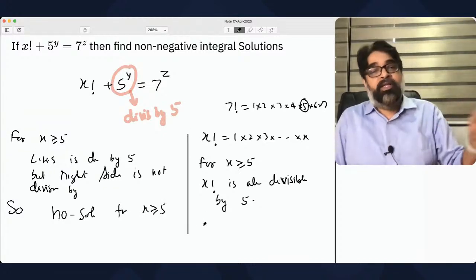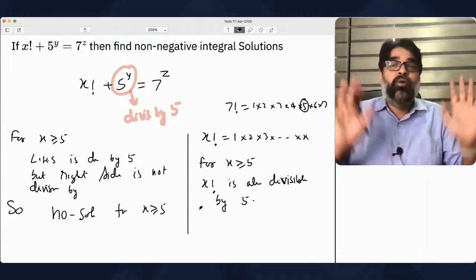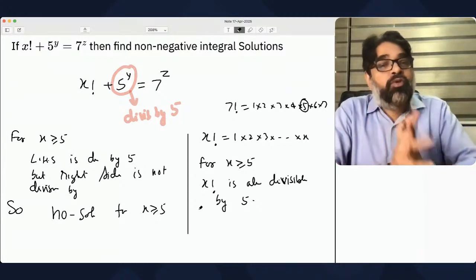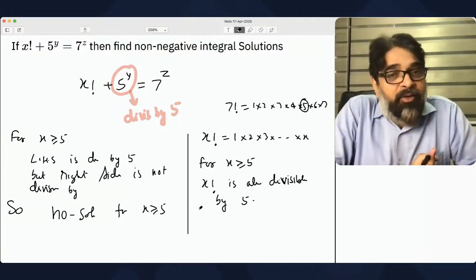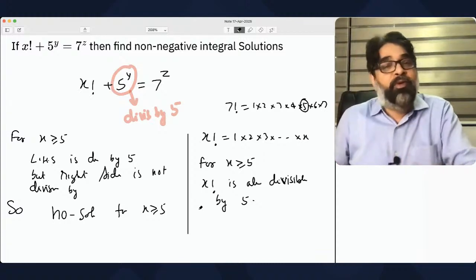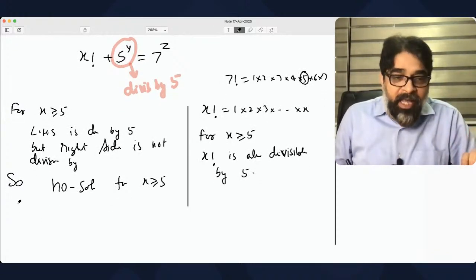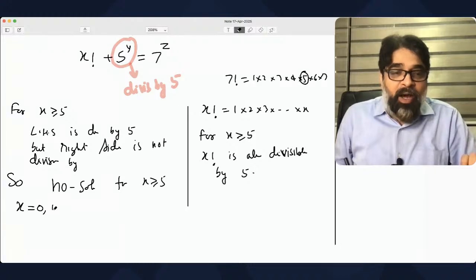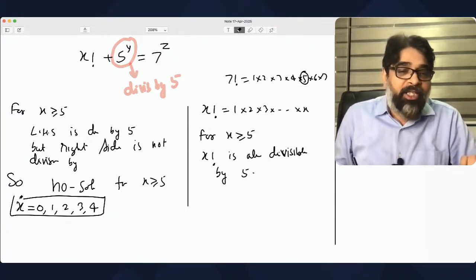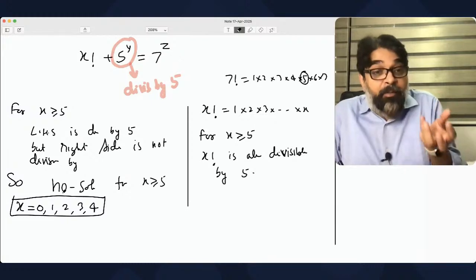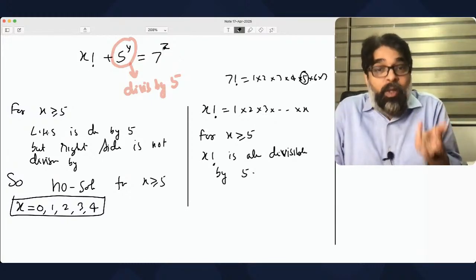Perfect. Now we reach the point. Now I know that there is no solution for x greater than or equal to 5. So I have only a few options, and we can do that by put and check. It means x can be either 0 or 1 or 2 or 3 or 4. This is the only possibility, and for each possibility, if you put the x value, only 2 unknowns will be there.